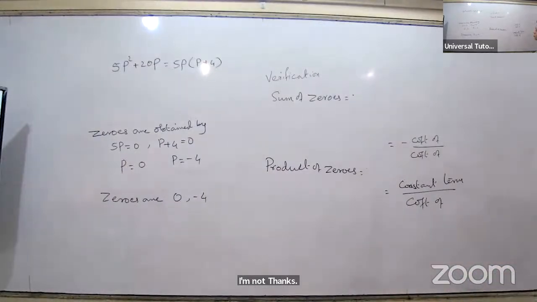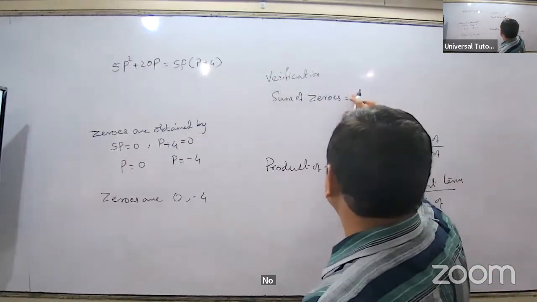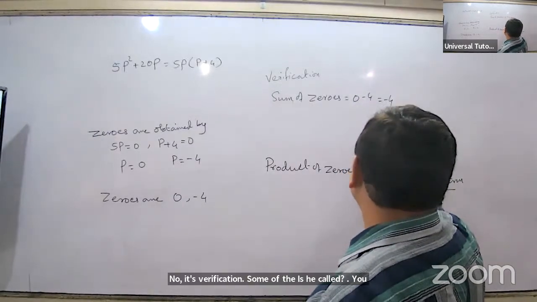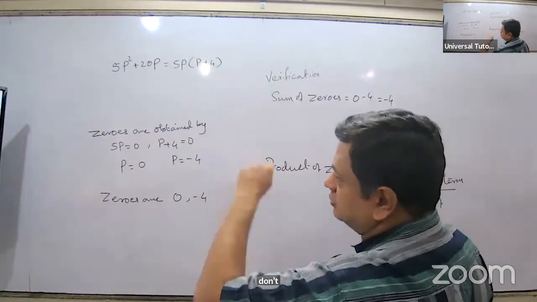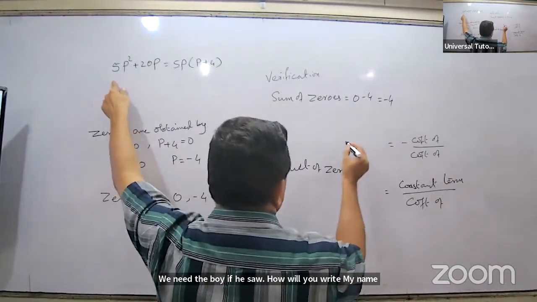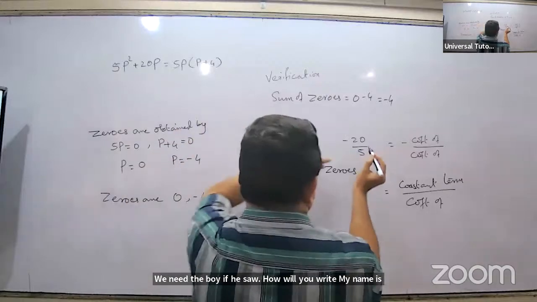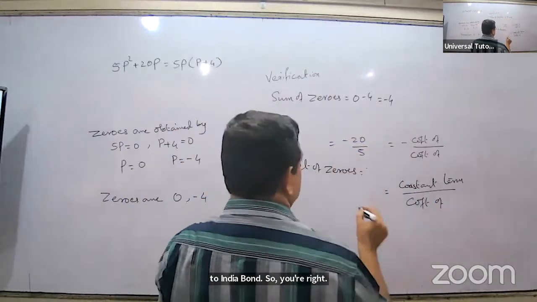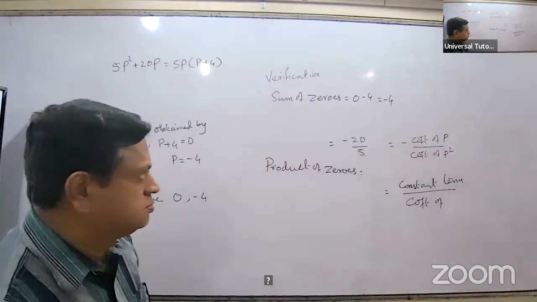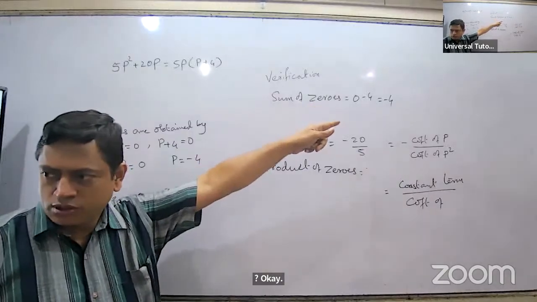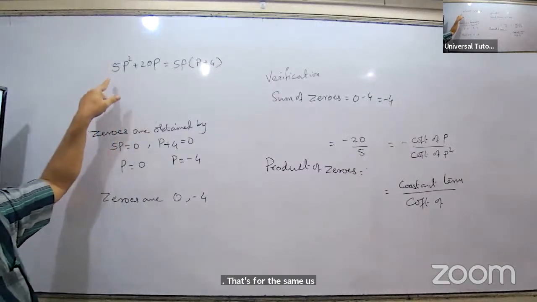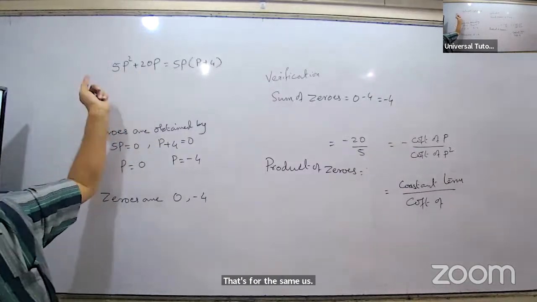Verification. Sum of the zeros is equal to 0 minus 4. 0 minus 4 is how much? Minus 4. We need the coefficient, so how will you write? Minus 20 upon 5. So you write minus 20 upon 5 and check. Is it the same thing? Yes or no? So minus coefficient of p. We got 0 minus 4, which is minus 4. Minus 4 is the same as what we need: minus coefficient of p upon coefficient of p square, that is minus 20 upon 5.